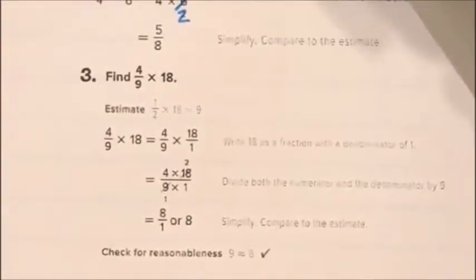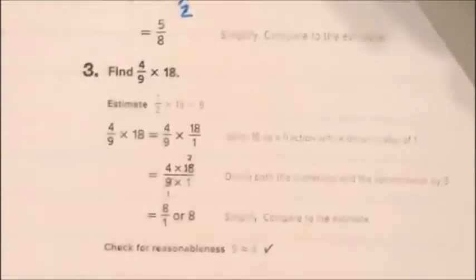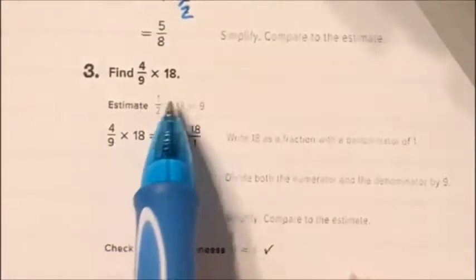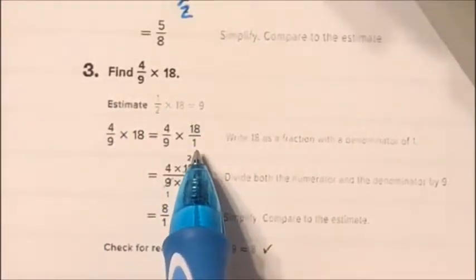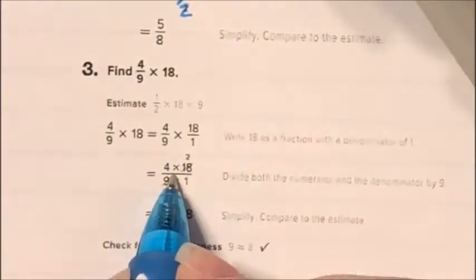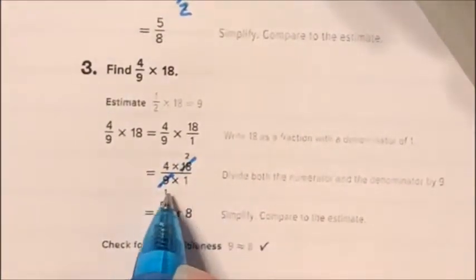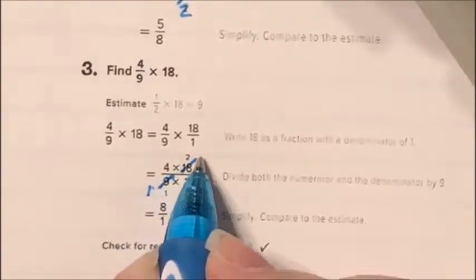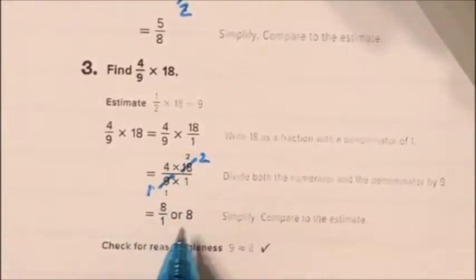Okay. Number 3 says find 4/9 times 18. Well, I can rewrite 18 as 18 over 1. And I can recognize that 9 and 18 have common multiples. So 9 becomes 1, 18 becomes 2. 4 times 2 is 8. 1 times 1 is 1. So 8 over 1 is simplified as 8.